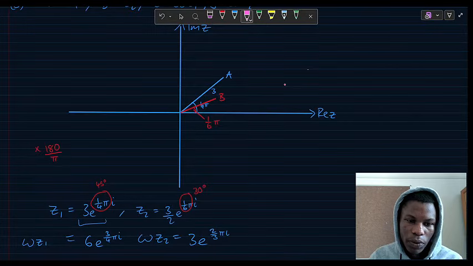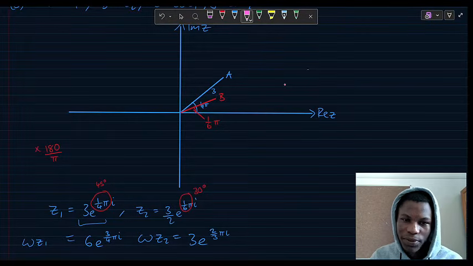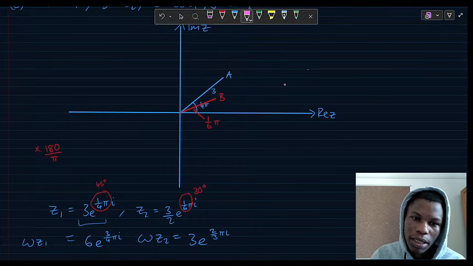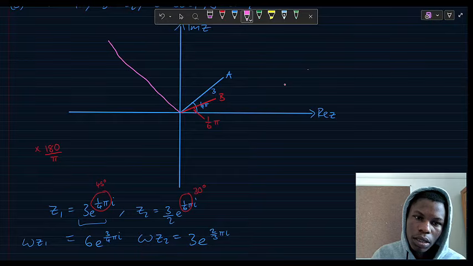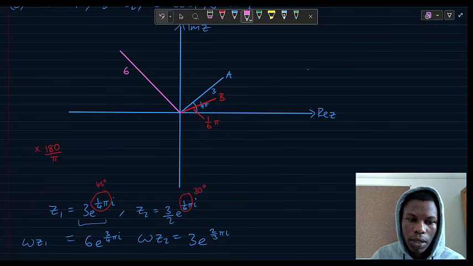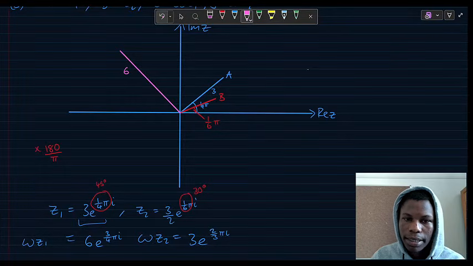So same idea, we want 3/4 pi. So 3/4 pi, that's 3 times a quarter pi. So 3 times 45, that's 135. So that has to be all the way over here. Let me get a straight line. Okay. And note that this line is 6 units long because the modulus there is 6.